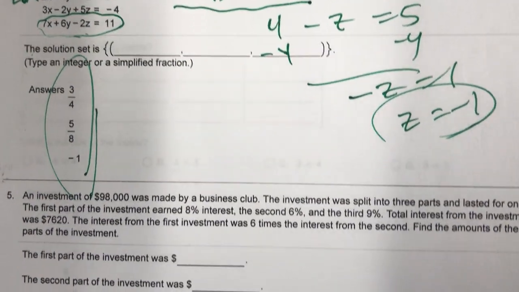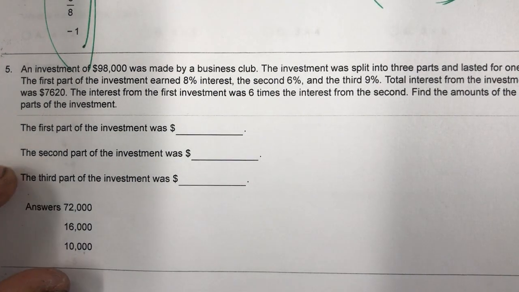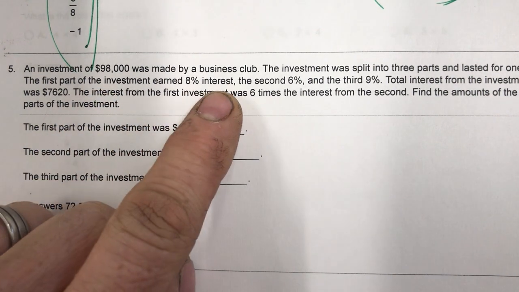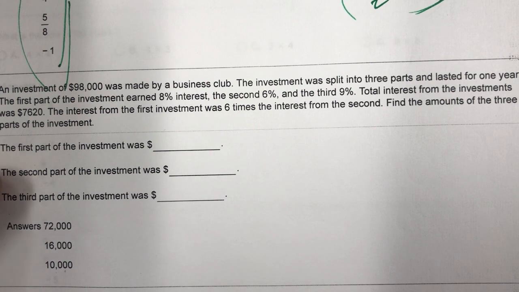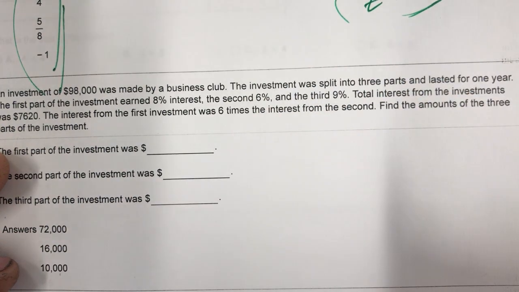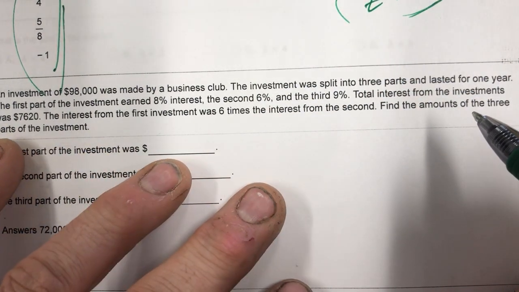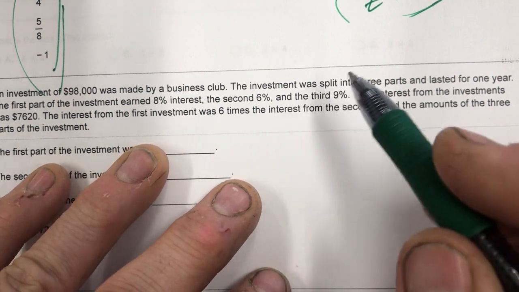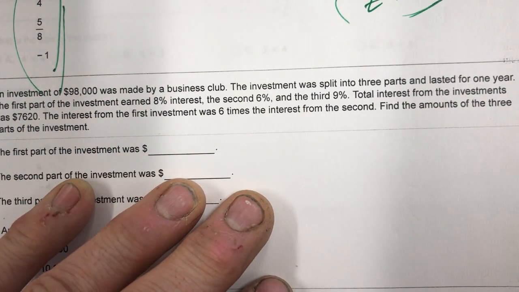All right, then number 6. Number 6 says an investment of $98,000 was made by a business club. The investment was split into 3 parts and lasted for 1 year. The first part of the investment earned 8%, the second 6%, and the third 9%. The total interest from the investments was $7,620. The interest from the first investment was 6 times the interest from the second. Find the amounts of the 3 parts of the investment.